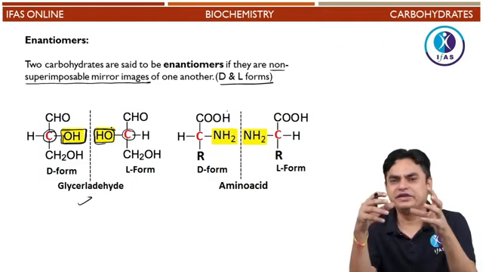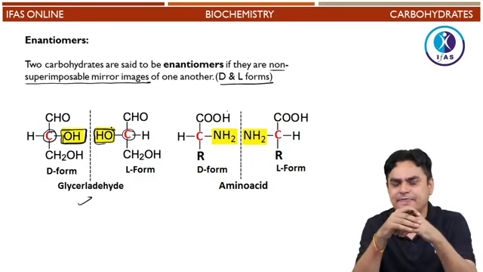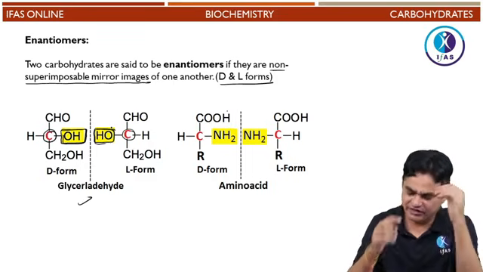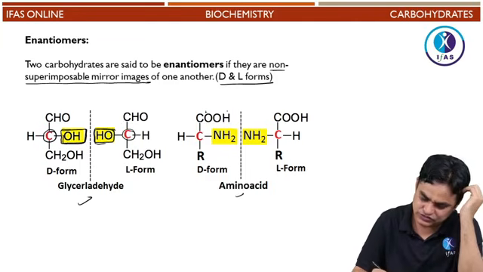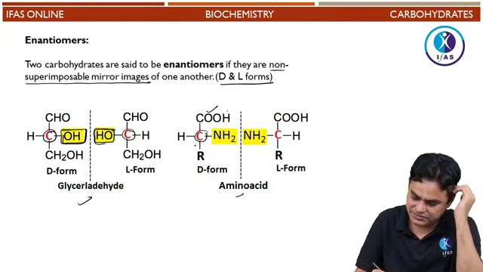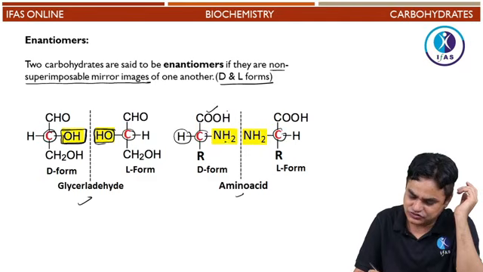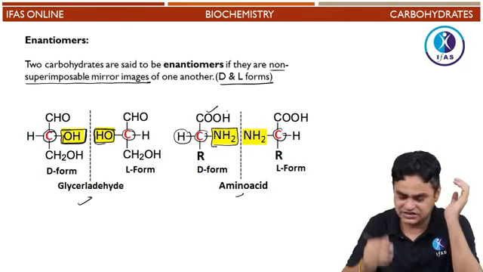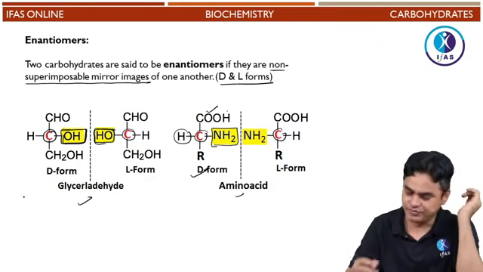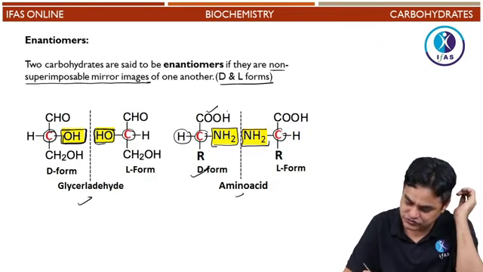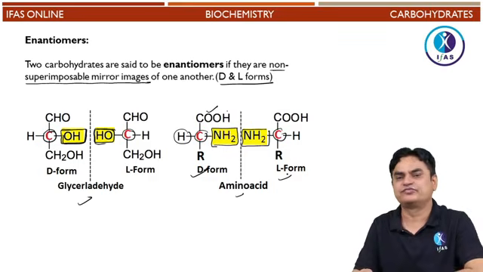By OH group, we mean the bulkier group. For example, in an amino acid, this is a functional group and this is a chiral carbon. On the chiral carbon, in this case, H is on this side and NH2 is on this side. If the bulkier group is on the right side, it is referred to as D form. And if the NH2 group is on the left side, this is referred to as L form.